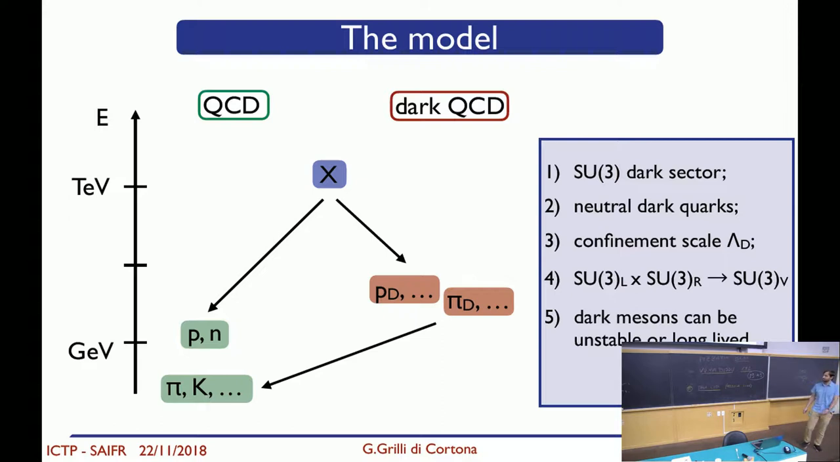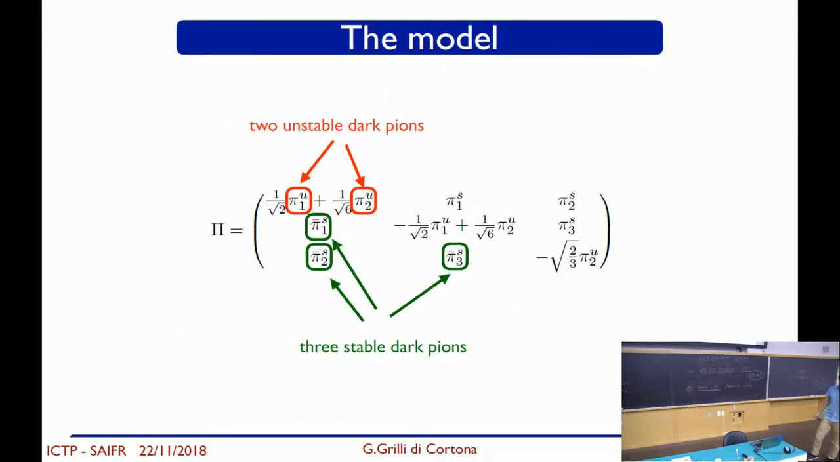The broken symmetry will lead to some dark mesons that can be unstable or long-lived. And so we will have a sector in which we have a mediator that connects the standard model with this new dark sector that will be basically a kind of copy of the QCD. Now, this one is the pion Lagrangian that one can get.